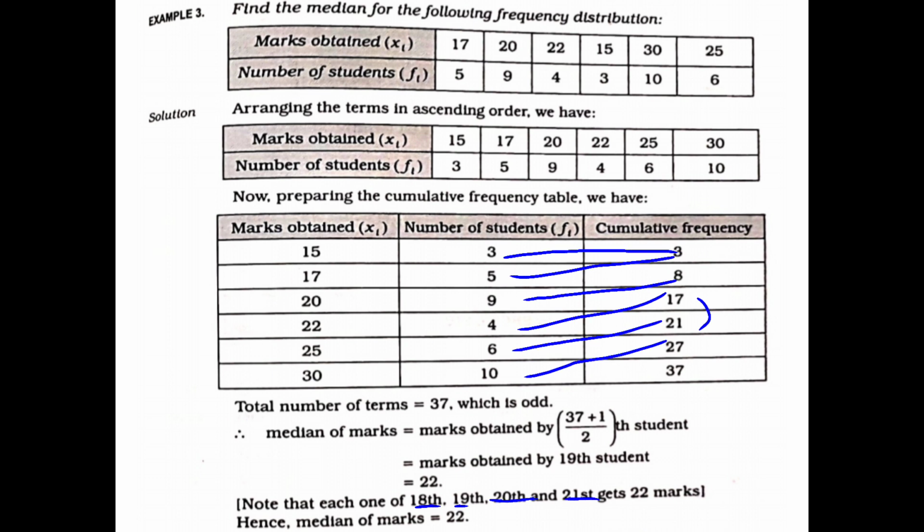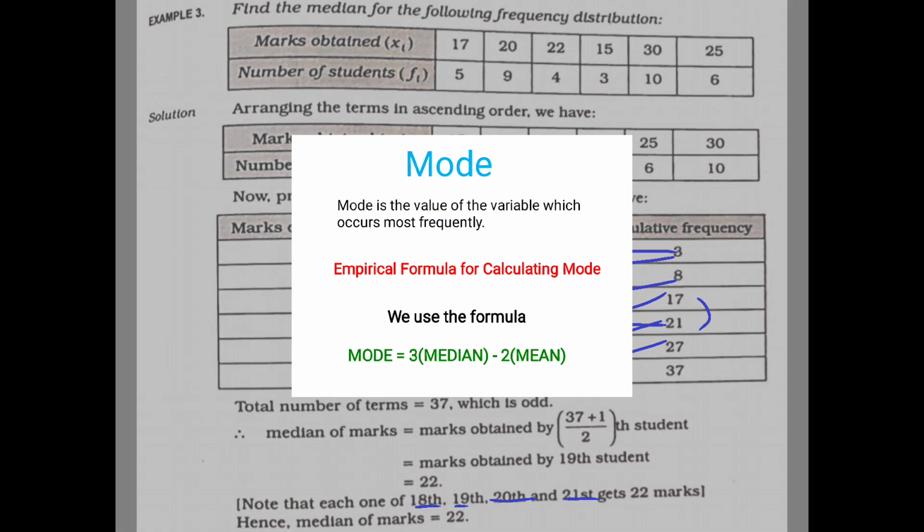Okay, so what is the mark if it is the 21st? It is 22. So 22 is the median of the marks. I hope, children, you understood clearly this median of the cumulative frequency.